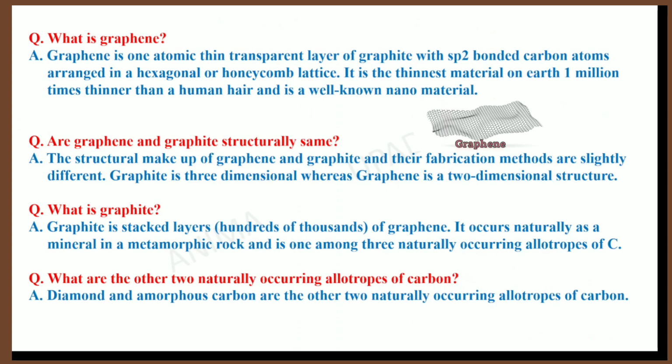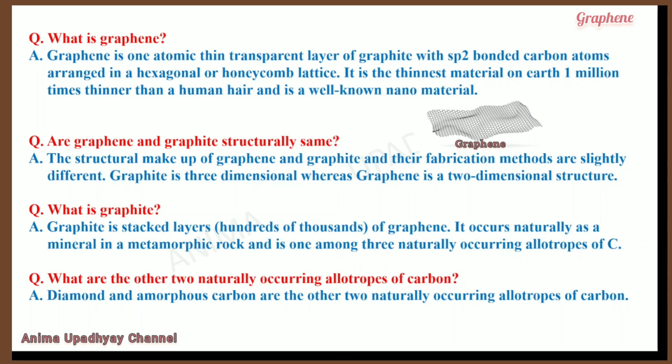So let's begin with today's topic, that is graphene. What is graphene? Graphene is one atomic thin transparent layer of graphite with sp2 bonded carbon atoms. These carbon atoms are arranged in a hexagonal or honeycomb lattice. It is the thinnest material on earth and it is 1 million times thinner than a human hair. Of course, it is a well-known nanomaterial.